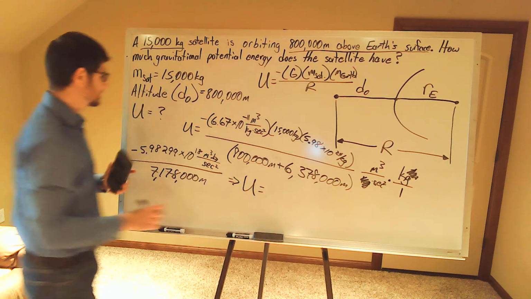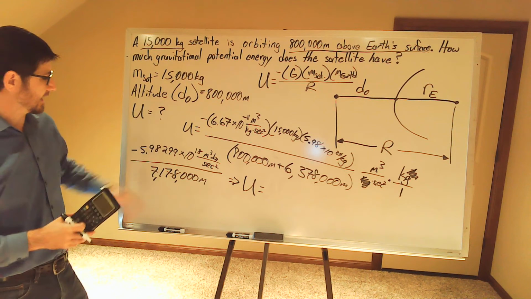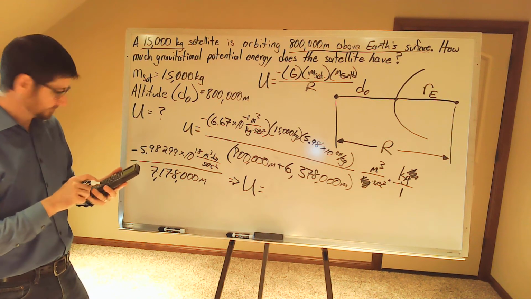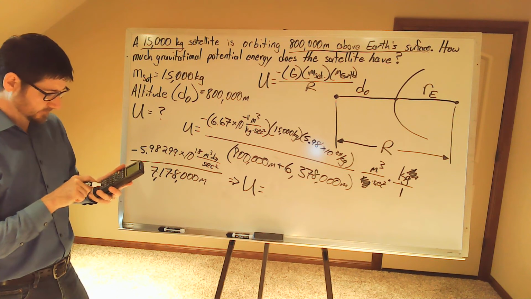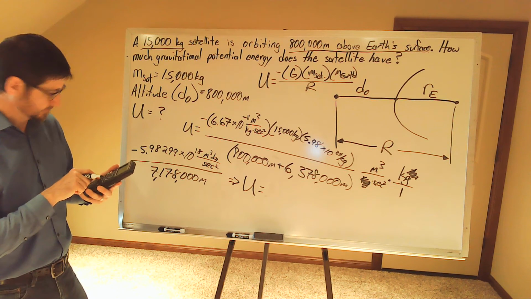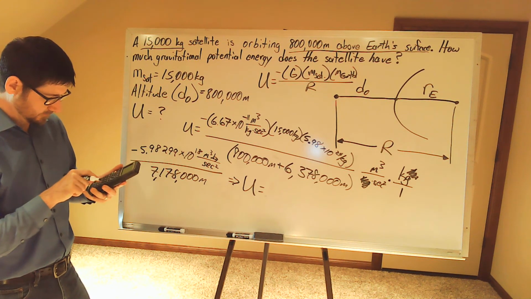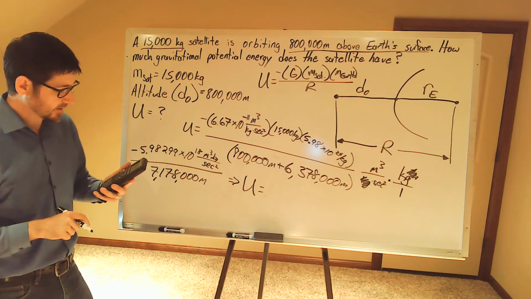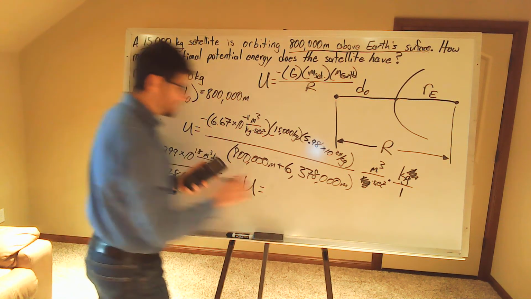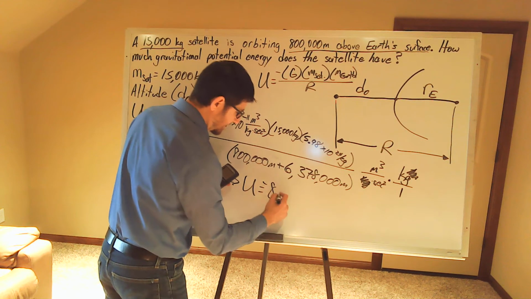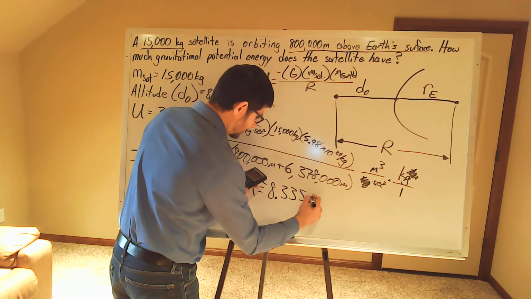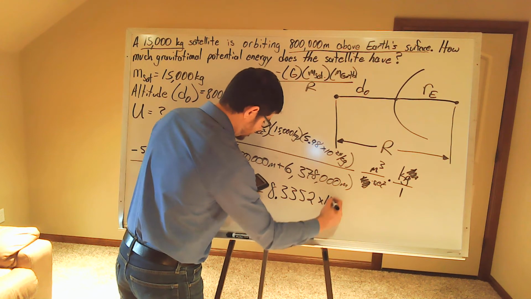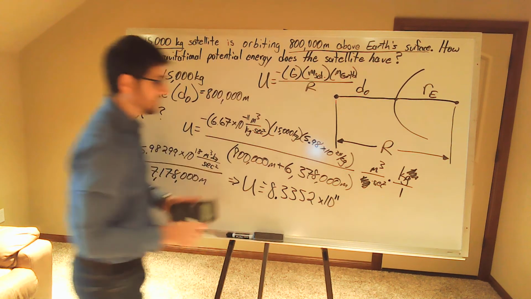So for our gravitational potential energy, let's divide these values here. And I get negative 8.335 2 times 10 to the 11th power.